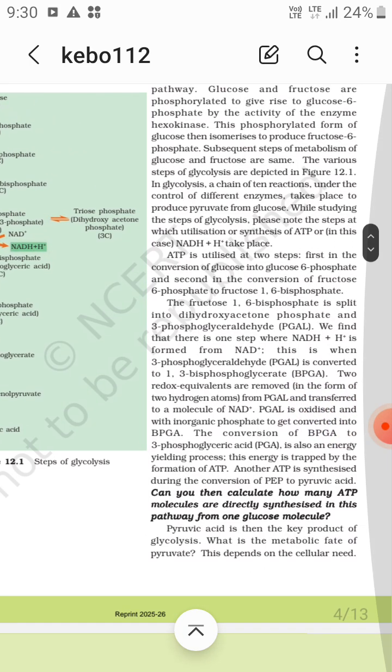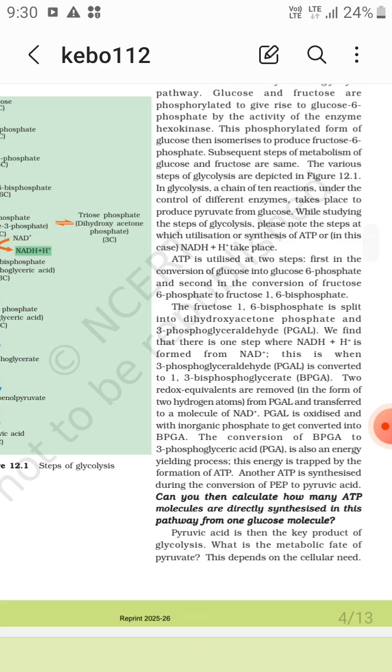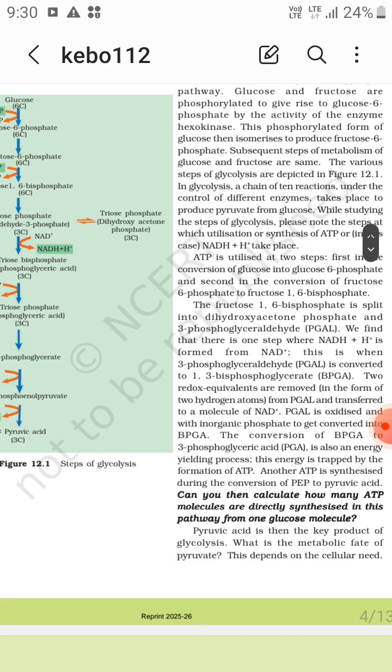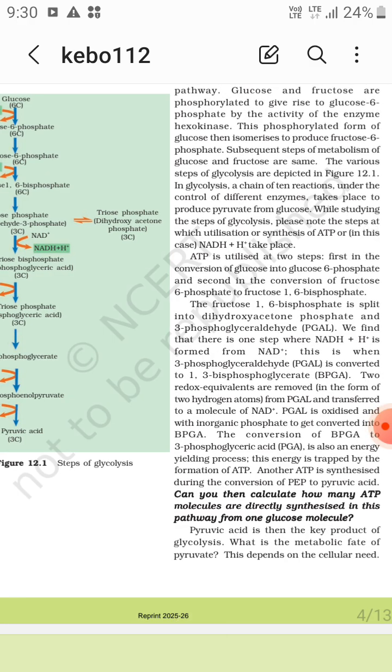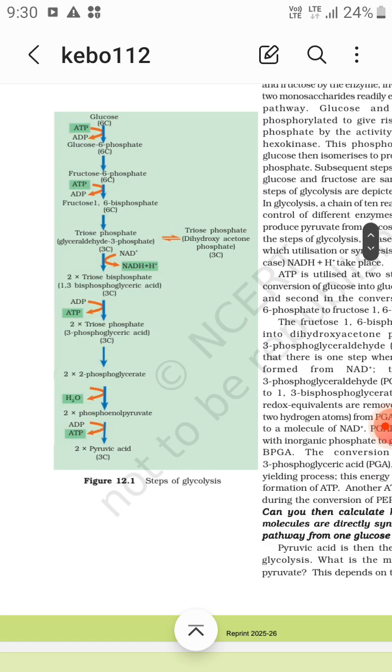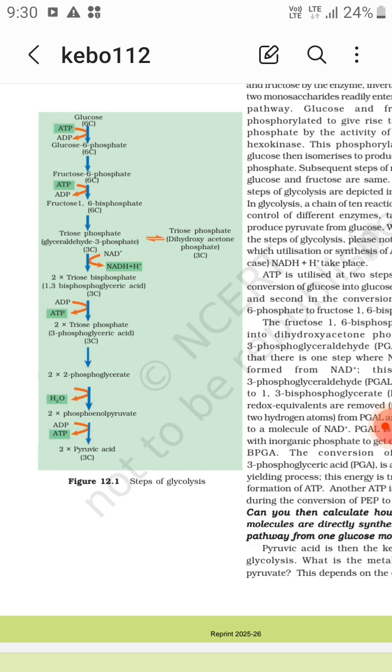So these are 3 carbon compounds. Similarly, there is one step where NADH plus H plus is formed from NAD plus. This is when 3-phosphoglyceraldehyde, PGAL, is converted into 1,3-bisphosphoglycerate, BPGA. So 3-phosphoglyceraldehyde gets converted into 1,3-bisphosphoglyceric acid, in which NADH plus H plus is formed.